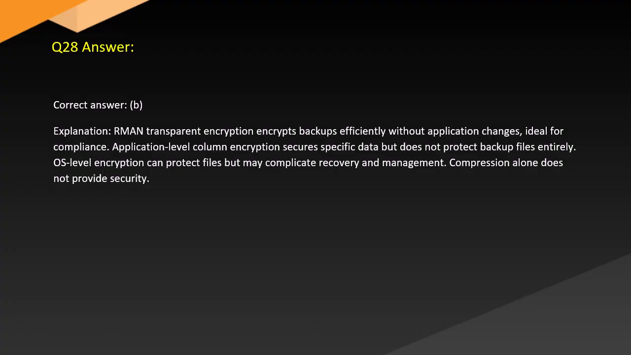Answer. Correct answer: B. Explanation. RMAN transparent encryption encrypts backups efficiently without application changes, ideal for compliance. Application-level column encryption secures specific data but does not protect backup files entirely. OS-level encryption can protect files but may complicate recovery and management. Compression alone does not provide security.